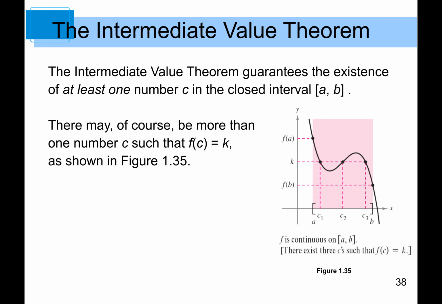So the intermediate value theorem guarantees the existence of at least one number c in a closed interval [a, b]. It could be more than one c, right? In this case, let's say this is the interval [a, b]. As you can see, there are three numbers here, c1, c2, c3, all with f(c) equal to k. So at least one. It could be more than one, right?